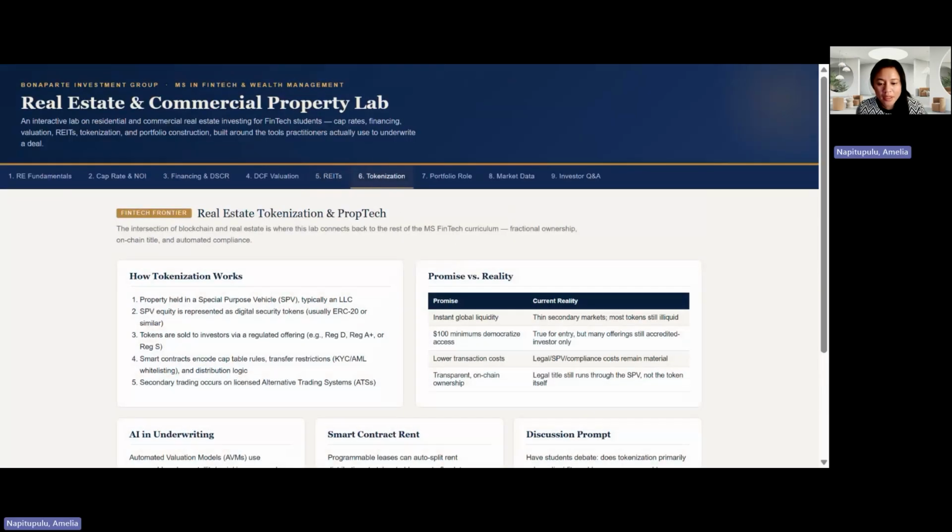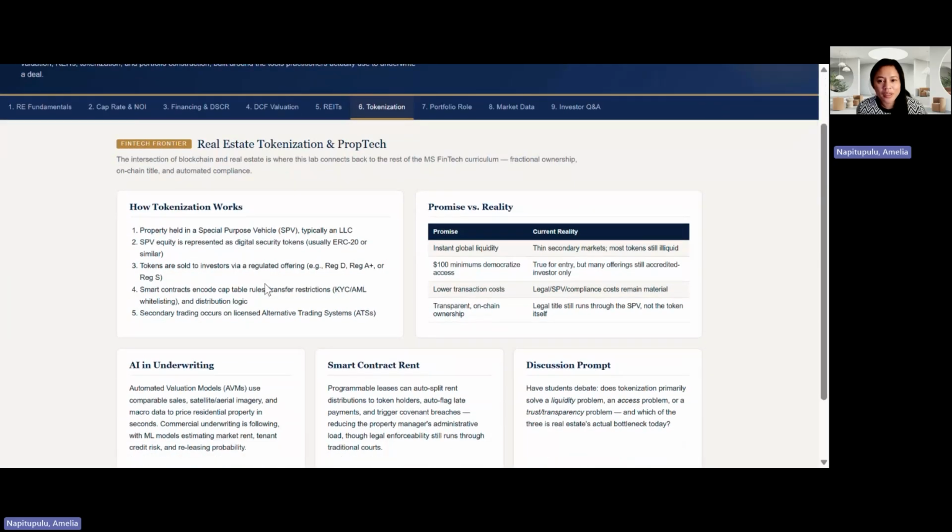So, on to tokenization. This is where things get a little spicy. If you don't know what tokenization is, go ahead and read through this. Essentially, tokenization takes a property, puts it into a legal entity, and represents ownership as digital tokens that can be sold to investors in smaller pieces and, in theory, traded more easily than a whole building. This is a fast-growing corner of the market, and some estimates put tokenized real estate on a path from a few $100 billion today toward multiple trillions by the mid-2030s.